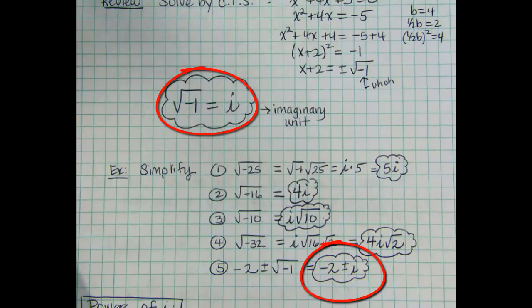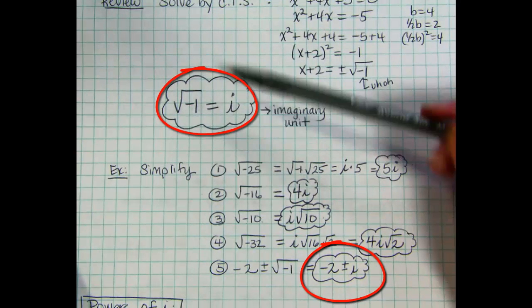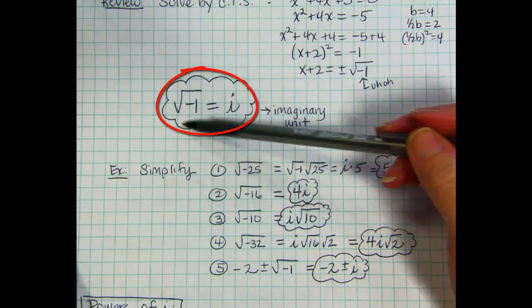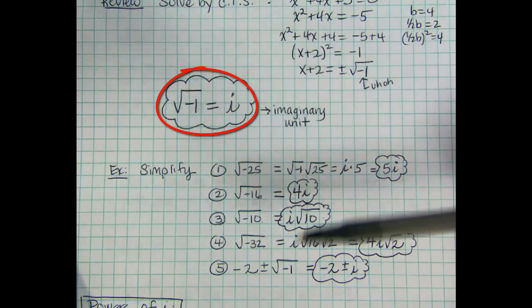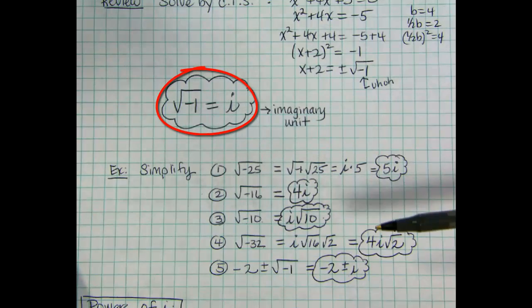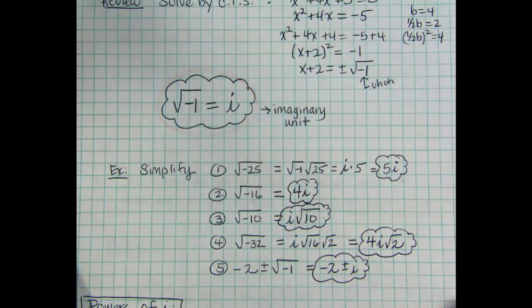So again, the big idea for the day is that i is the square root of -1. Anytime you have a negative under a square root, pull it out as i. The rest of the lesson is practicing that and using it in different situations. So here we go with that.